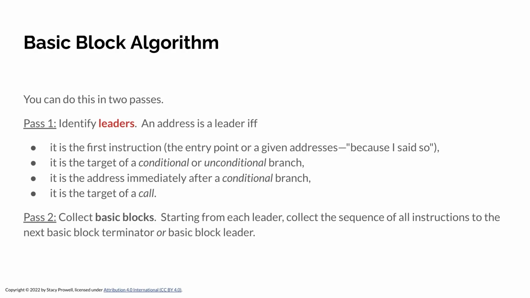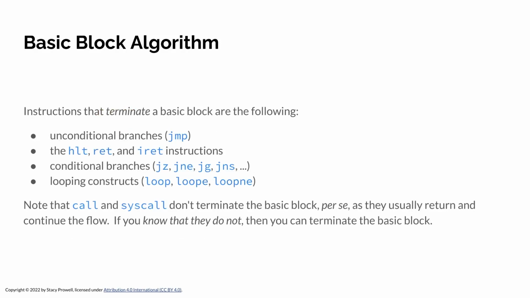So what we would do is we would go through, do pass 1, identify all the leaders we can identify, and then in pass 2, we collect up basic blocks. So starting from each block leader we identified, we collect the sequence of instructions until we get to the next basic block leader or a terminator, like a conditional branch or a halt or whatever. And that's how that will work.